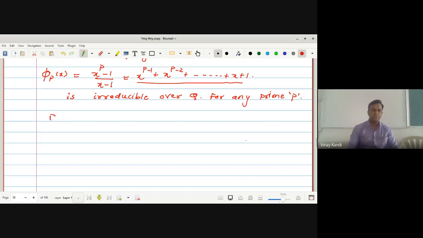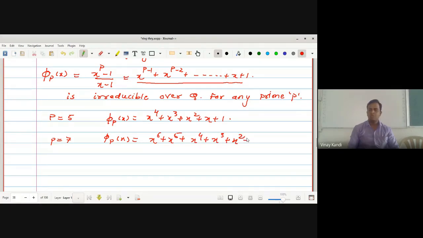For example, take p is equal to 5. Okay, so what is the cyclotomic polynomial? phi 5 of x is x raised to 4 plus x cube plus x square plus x plus 1. Okay, if p is equal to 7, then what do we get? phi 7 of x is x raised to 6 plus x raised to 5 plus x raised to 4 plus x cube plus x square plus x plus 1. So this polynomial is also irreducible over Q for any prime number p.